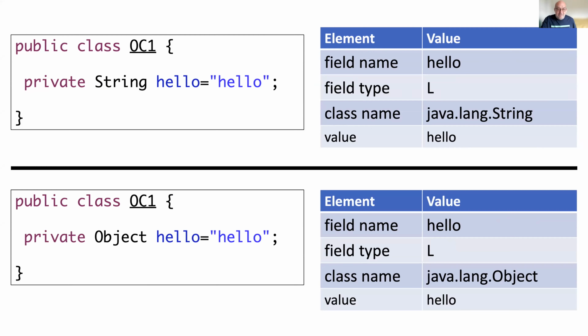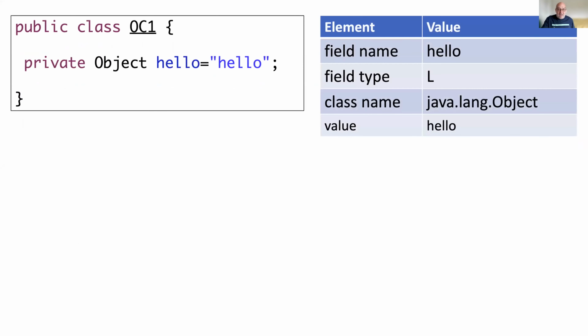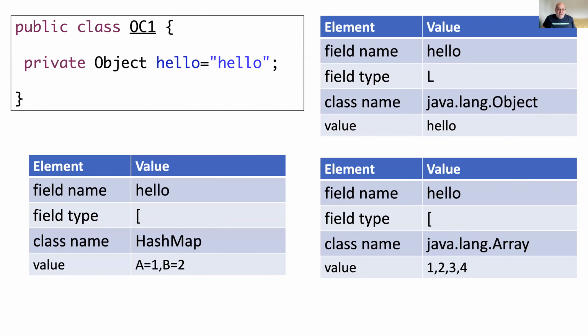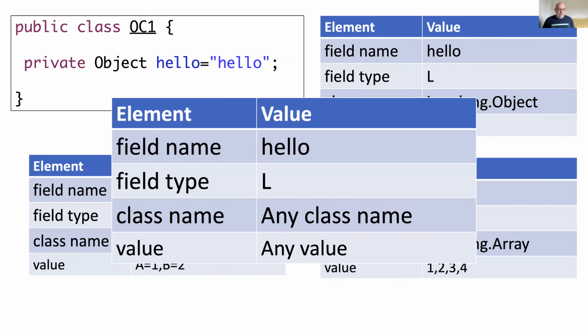So now I have object, right? Let's use that instead. Well, now I can have data fields. I can have data in my serialization that's strings, because it could be hello, or it could be arrays with values. It could even be a hash mark. It could be any complex object. And so depending on how I've set up my Java class, I can have objects stored in there that maybe I wasn't expecting.